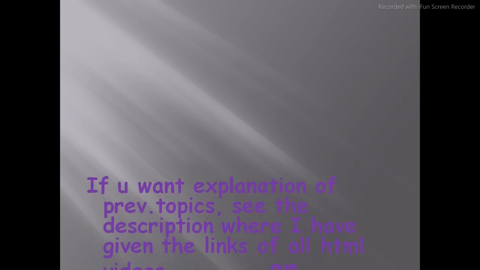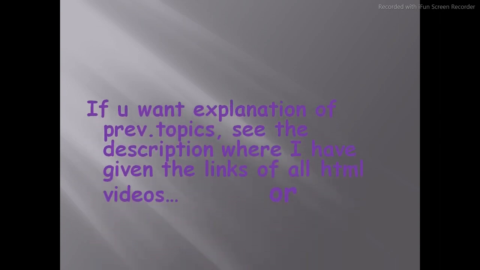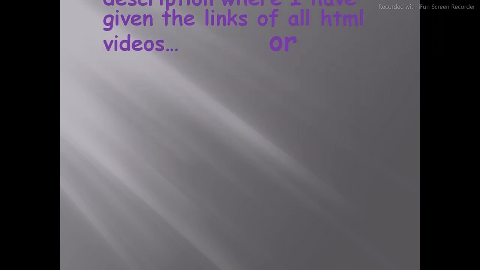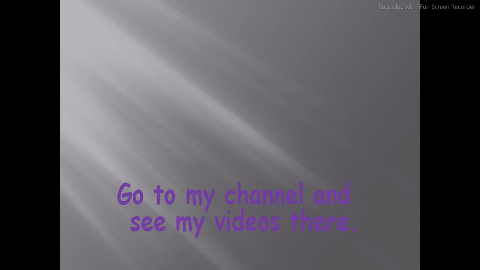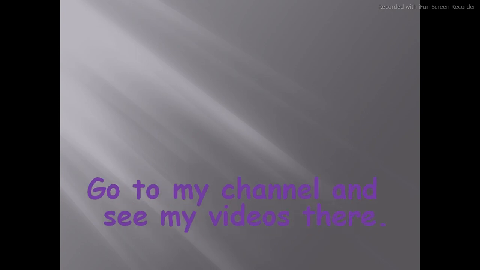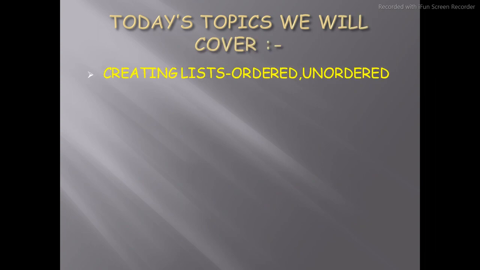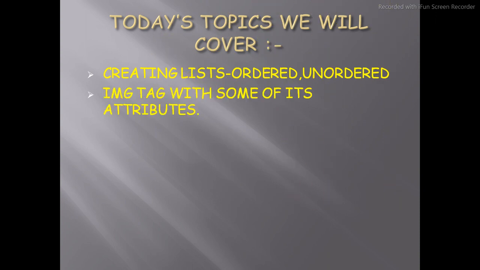Now, one more thing. If you want the explanation of the previous topic, you can see the description where I have given the links of all the HTML videos I have made, or you can go to my channel and see my videos there. Today's topic we will cover creating lists, ordered and unordered, the IMG tag with some of its attributes, and tables.